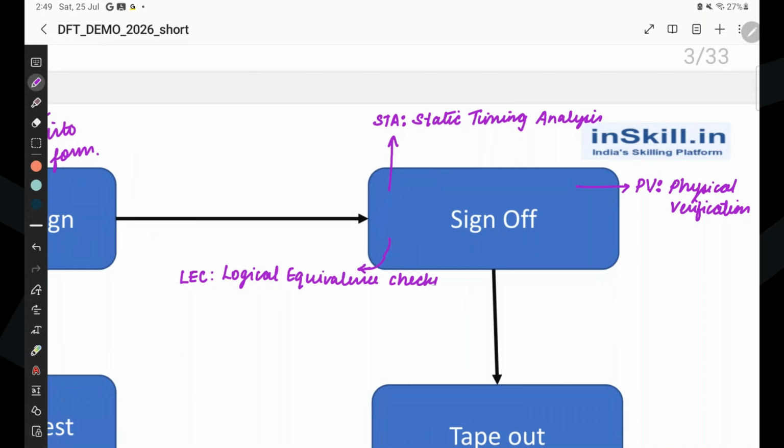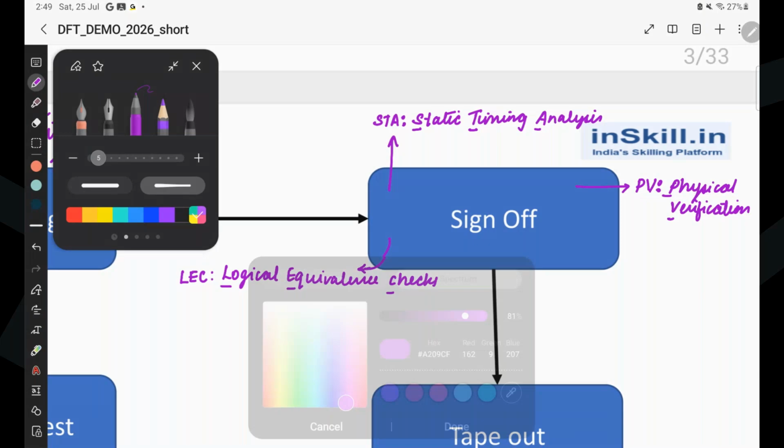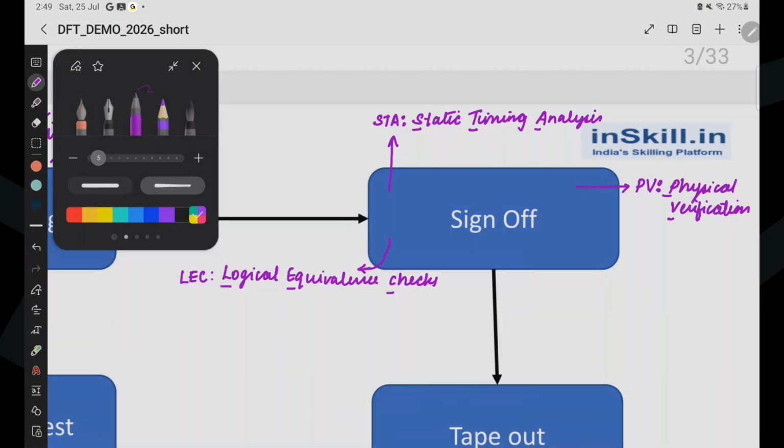checks. Okay. So STA stands for static timing analysis. PV stands for physical verification. LEC stands for logical equivalence check. Okay. So first coming to what is STA. So STA full form is static timing analysis.